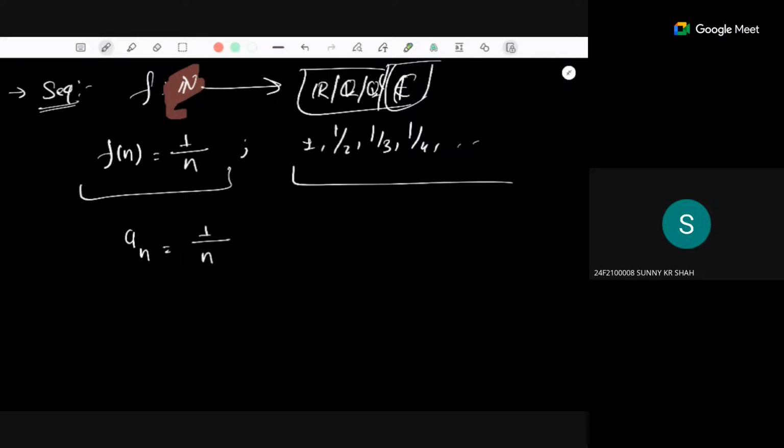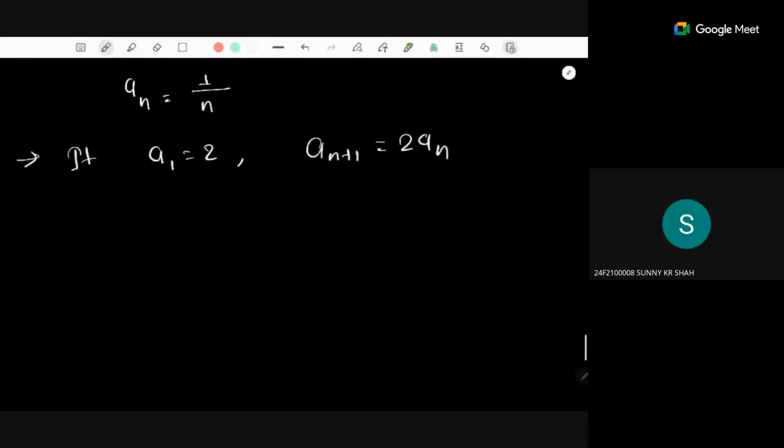Now there is one more way to represent a sequence, which is the recursion form. It says that if a1 is equal to 0, or we can take a1 is equal to 2, and a_(n+1) is nothing but 2 times a_n. Here what I'm doing is giving a relation between the next and the previous term of the sequence. Such types of relations are known as recursion relations.